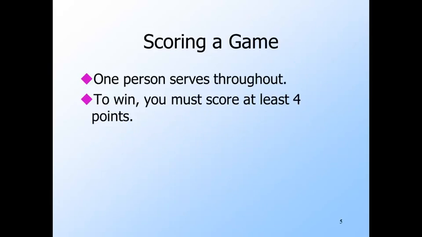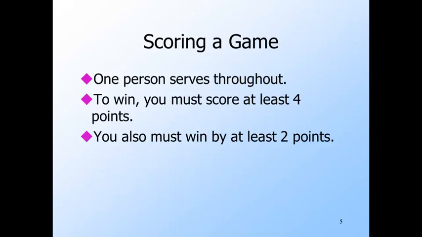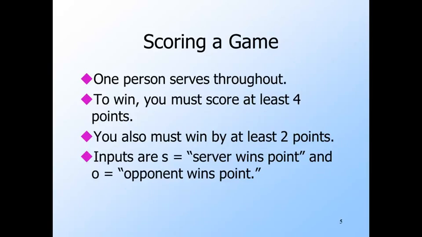To win the game, you must have at least 4 points, but you also must win by at least 2 points. The states we are going to use for the scoring automaton represent the numbers of points won by each player, and they have strange names, which we'll see as we go. The inputs are events in which one player wins a point, S for the server wins, and O for the opponent wins. It is common to represent a finite automaton by a graph, with nodes for states and arrows labeled by the input for transitions.